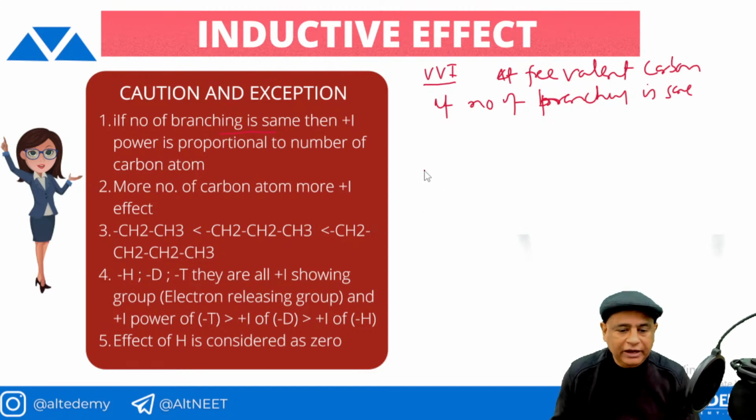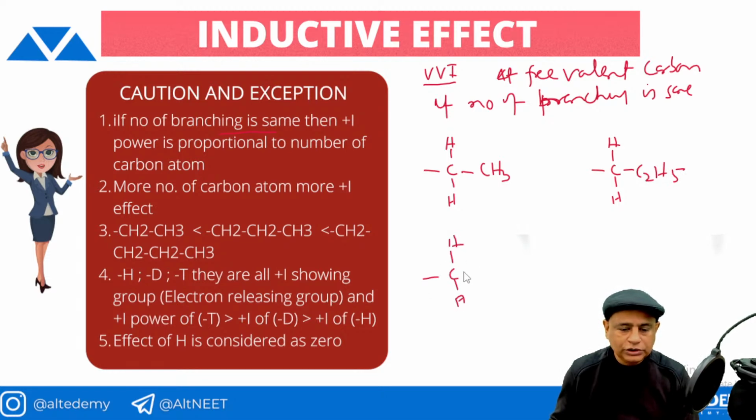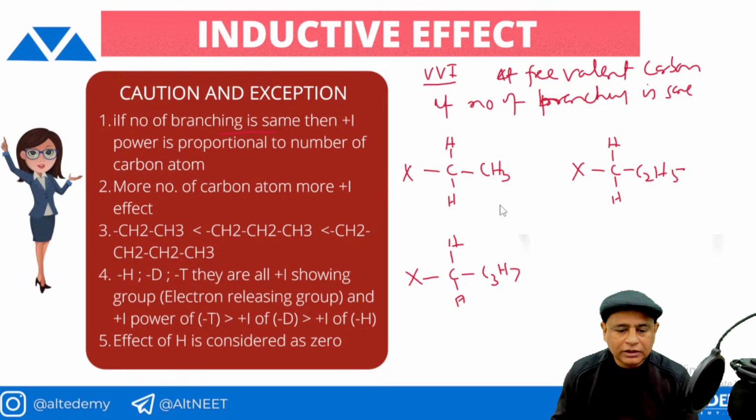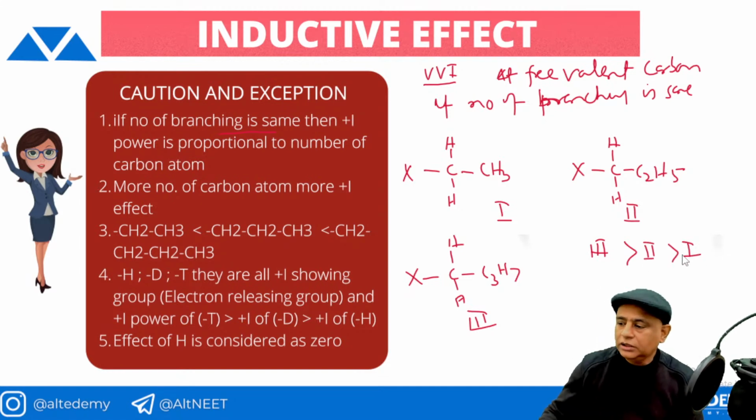As you can see, we have compounds like CH2 CH3, then CH2 C2H5, then CH2 C3H7. Now, if we have to compare the extent of inductive effect in these three different compounds, then the extent of inductive effect is 3 greater than 2 greater than 1. More number of carbon, more is the inductive effect, provided the number of branching is the same.